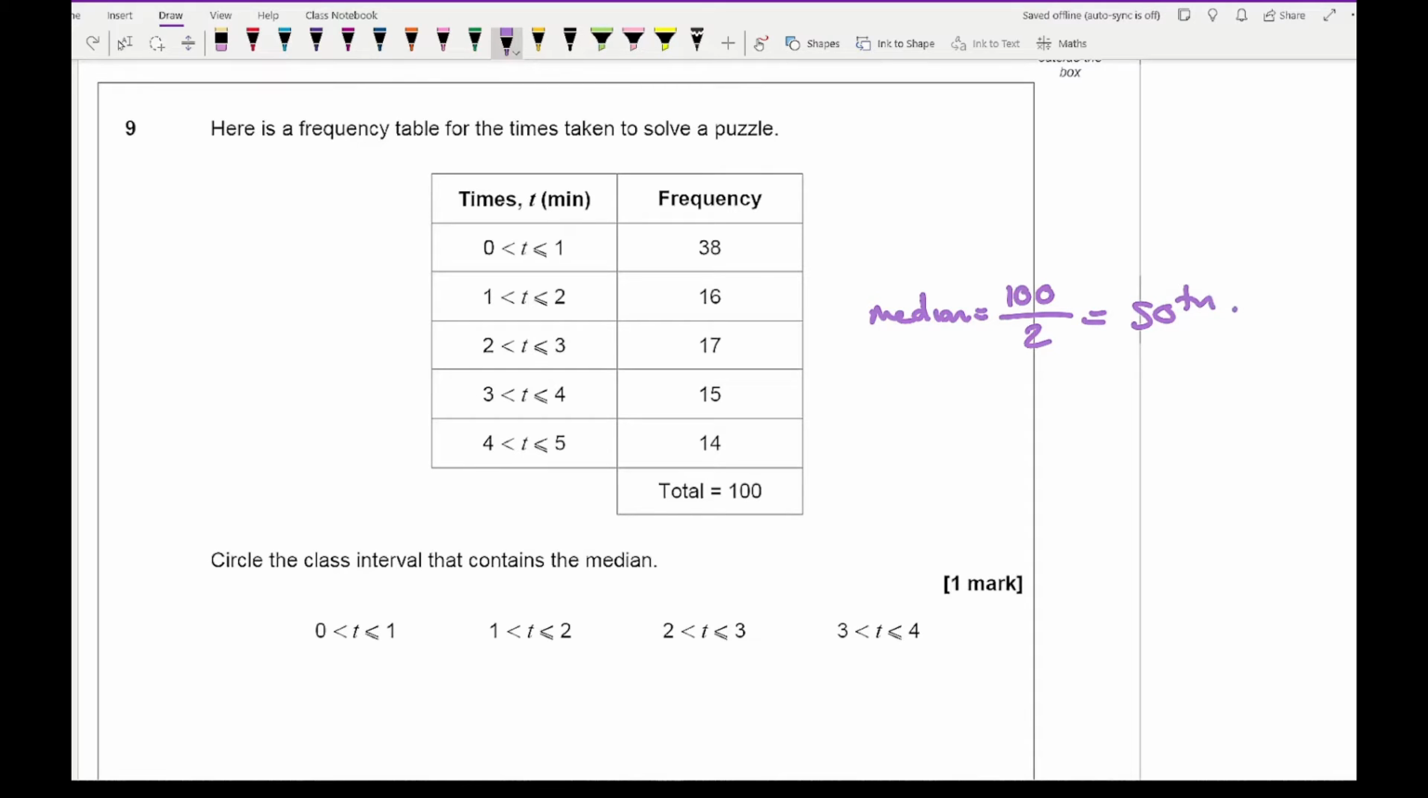So what I'm looking for in this data is where would the 50th number be? So again, if I did a cumulative frequency column, that'd be 38, and then that would be 54. So as you can see, the 50th number is going to be in the second group. So what I need to do is circle the second option.